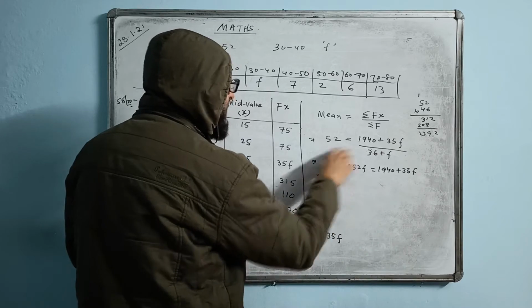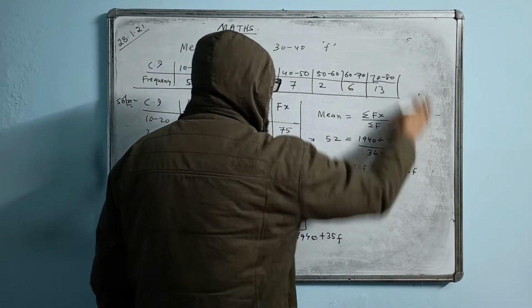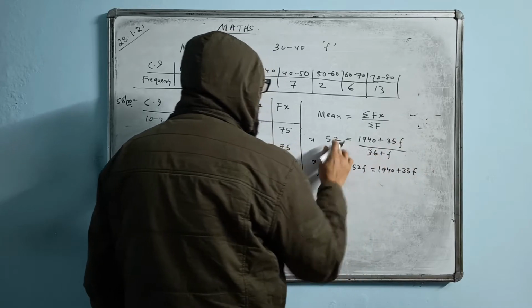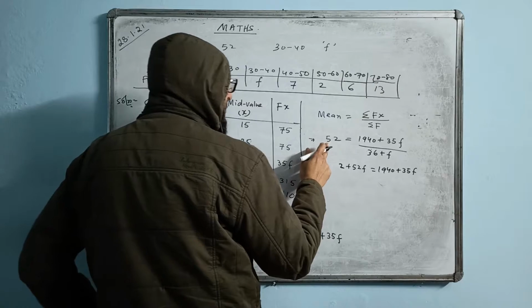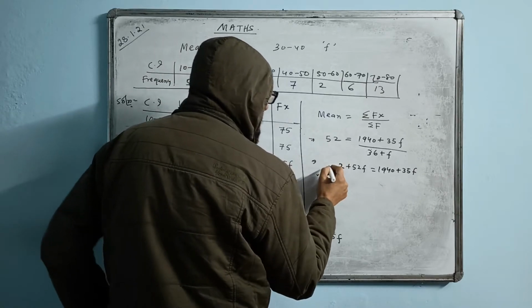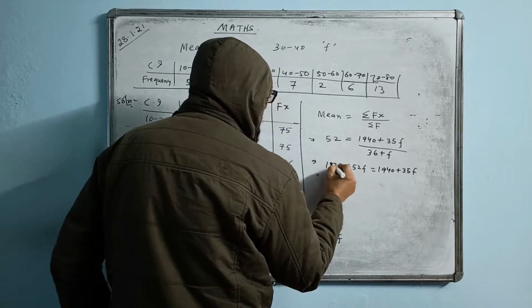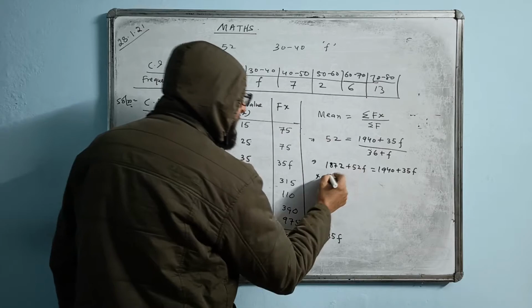No, 52 and 36 will multiply. 52 and 36. So please check once again the calculation. 36 2s are 72, carry 7. 36 5s are 180. And 7 is 187. 187 2s. Yes, this is fine. Now I'll solve it.